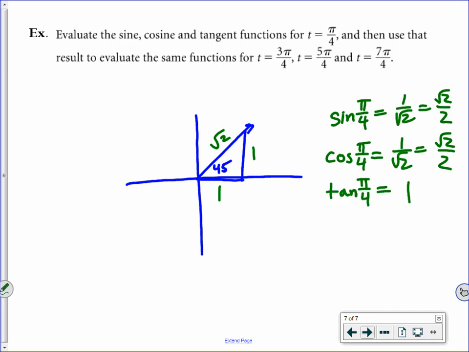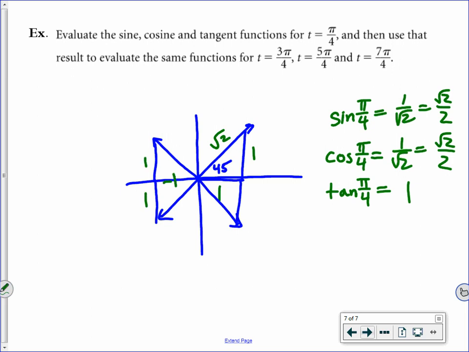Well, the question goes on to say use that to evaluate the same functions for 3 pi over 4, 5 pi over 4, and 7 pi over 4. That's going to be the same thing in each of the 4 quadrants. 3 pi over 4 is in the middle of the second quadrant. 5 pi over 4 is in the middle of the third quadrant, and 7 pi over 4 is in the middle of the fourth quadrant. And in all cases, the triangles are going to look the same. Makes this little bow tie. Only difference being what's positive and negative.